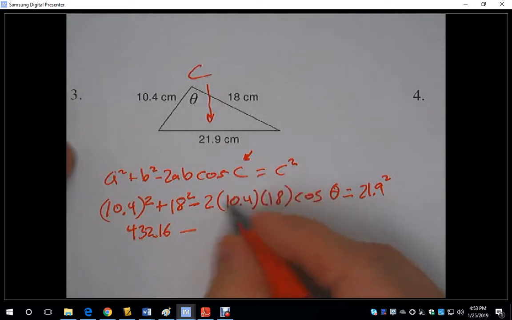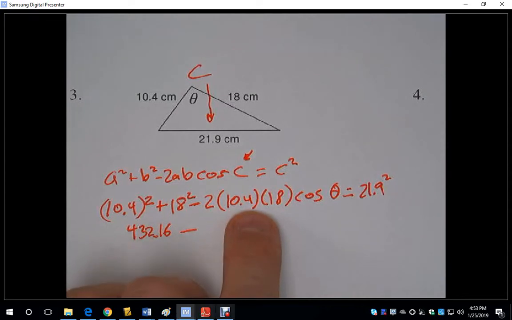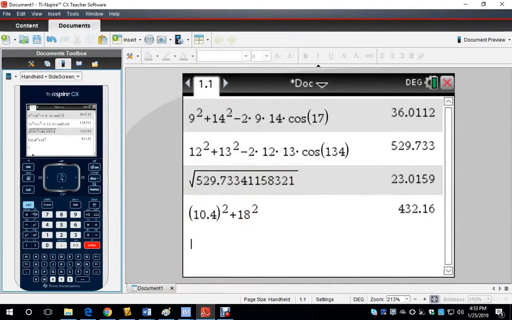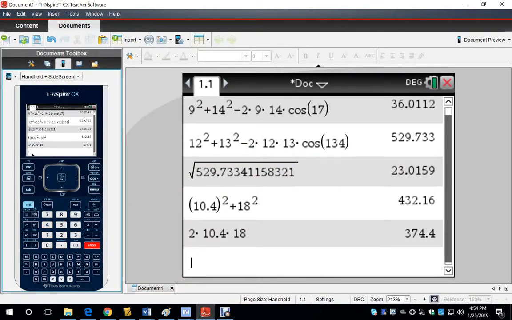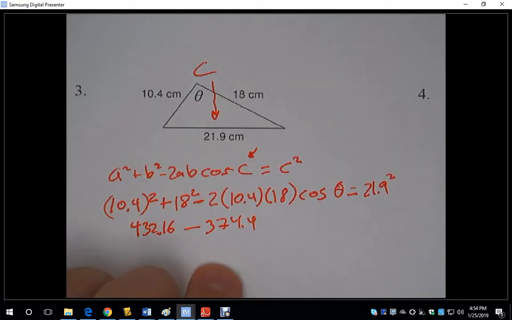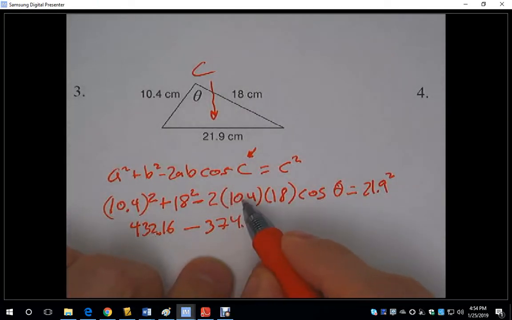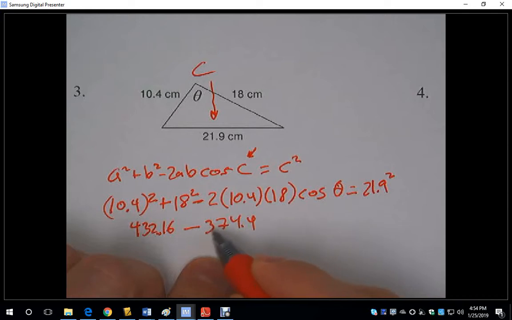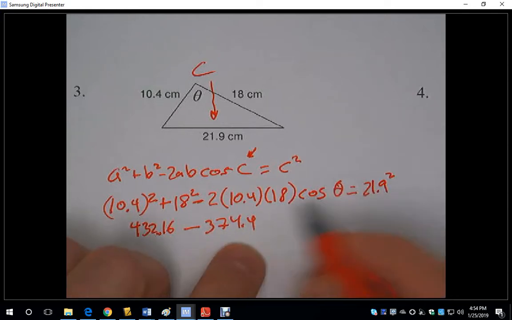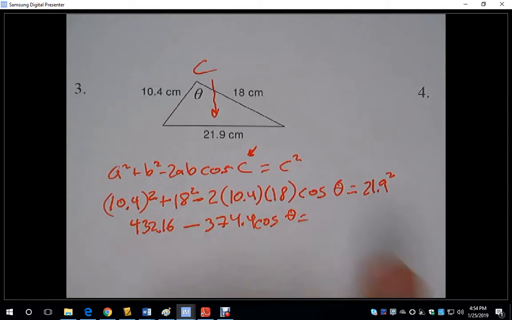Let's figure out what this piece here is. So I'm going to throw that into my calculator. I have 2 times 10.4 times 18. And that's going to give me 374.4. So this piece here, this 2 times 10.4 times 18, became this 374.4. I still have this cosine theta here, and that equals this 21.9 squared.